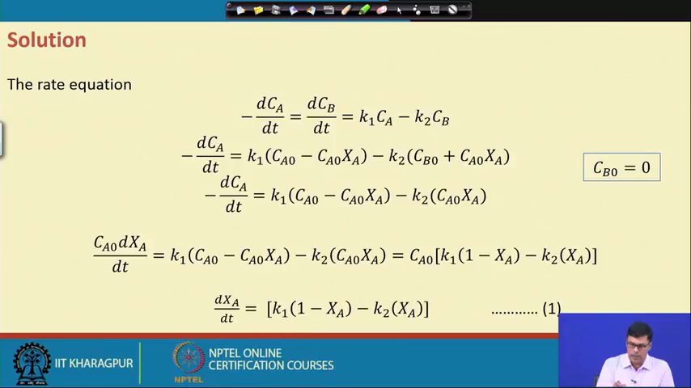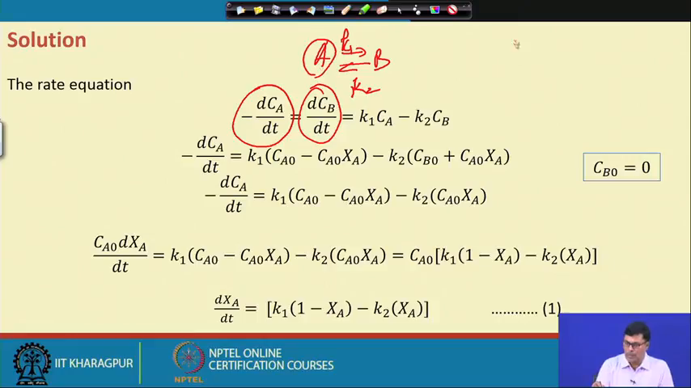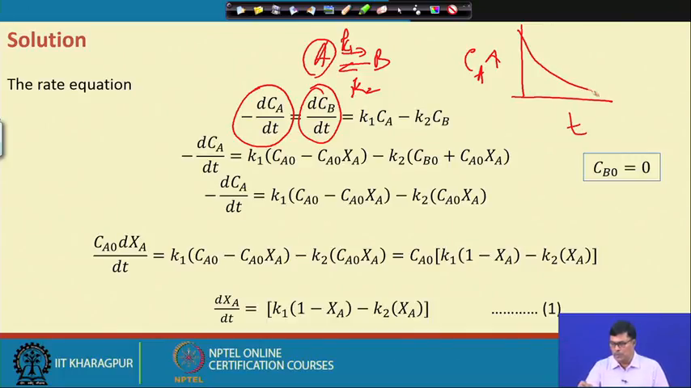This rate we can write in terms of rate of substrate degradation or rate of product formation. Substrate A is converted to B, am I right? This is K1 and this is K2. So when you talk about substrate, this is Ca and this is time. The Ca always decreases with respect to time, so it is a negative slope, hence negative.